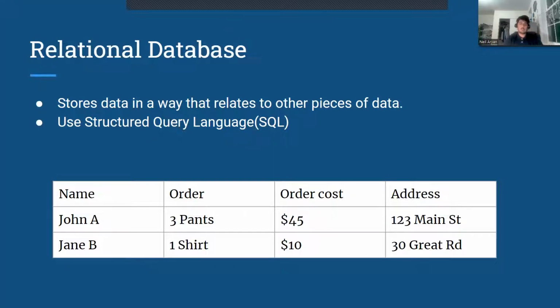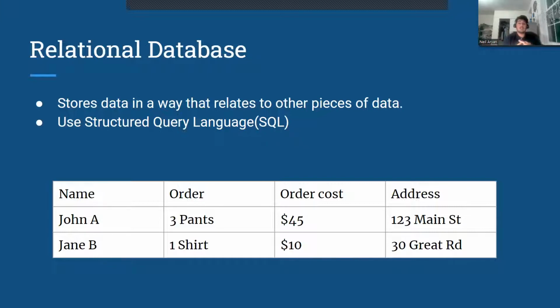In this example, you have different columns that have different attributes to one data point. And one of the data points is John A, 3 pants, $45 order cost, and his address 123 Main Street. And the second is Jane B, who has ordered one shirt with an order cost of $10, who lives on 30 Great Road. Now, all of this information in one data point is relevant, and they're all related to one another.